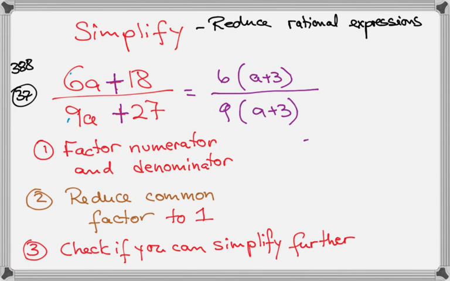Now step 2, reduce common factors to 1. Common factors meaning the same factors in the numerator and in the denominator. Obviously, we have a common factor here, which is a plus 3. So that a plus 3 is reduced to be 1. And now we're going to check and see if we can simplify further, because what we have left here is 6 over 9. And 6 over 9 can be reduced by 3. And the final answer is 2/3.